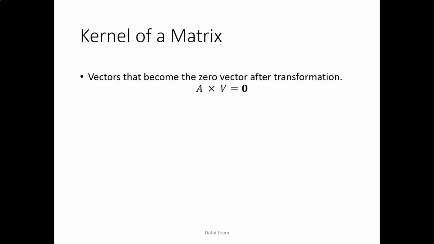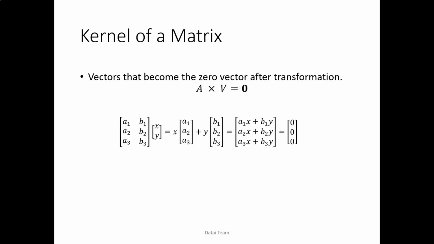Let's look at the kernel of a matrix. We know that kernel is the set of vectors that become the zero vector after a linear transformation. Let's say that we have the matrix A and we have the vector V, and we multiply those two and get the zero vector. If we get the zero vector, the vector V is in the kernel of the matrix A. And let's look at the mathematical expression for that.